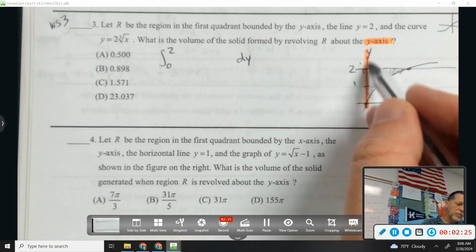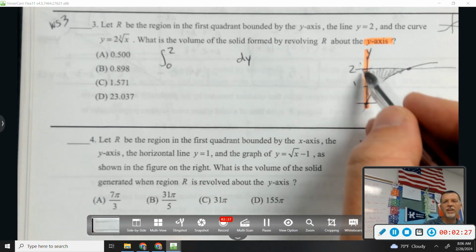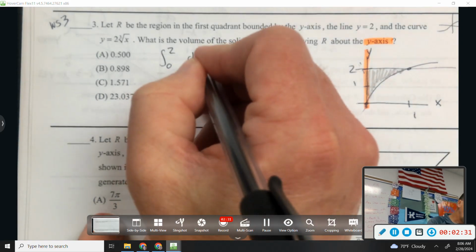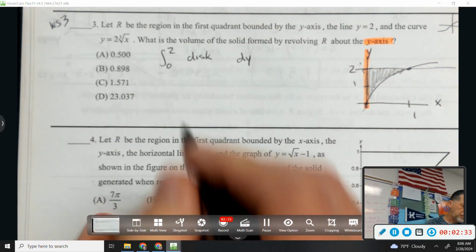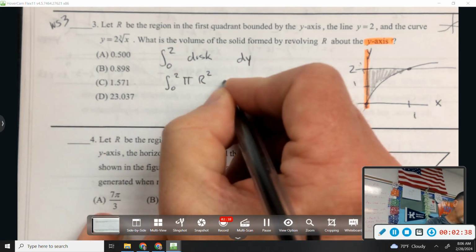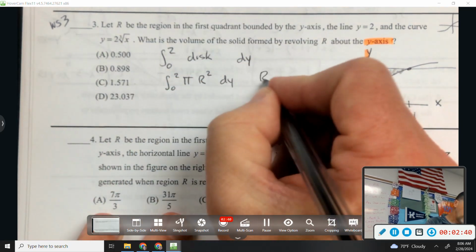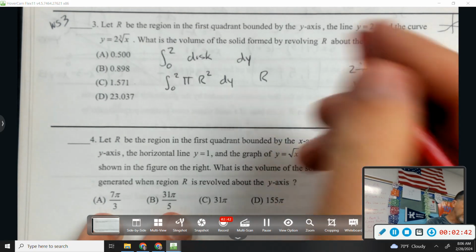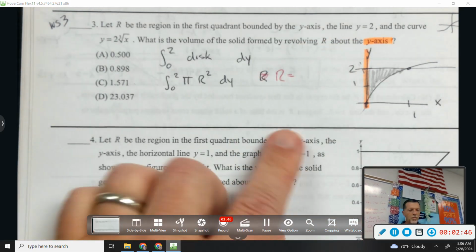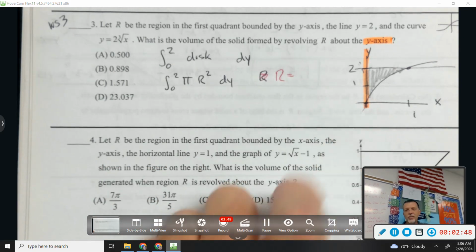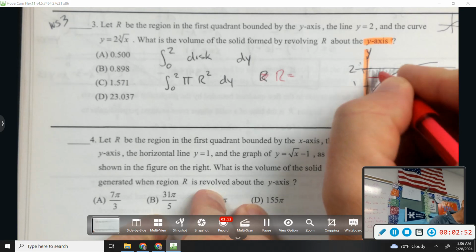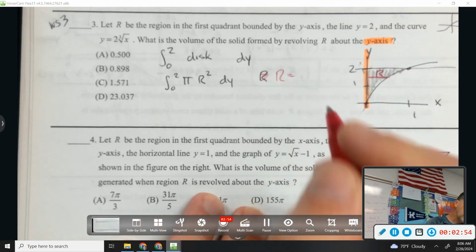There's no space between the axis and the region. Like, the region is resting on the axis of rotation. So this is a disk problem. So pi r squared dy. So there's only a big R. I don't have to worry about a little r. And that means if you had tried to do a washer, maybe you'd figure out that it's a disk, because there is no little r to be found there. There's big R.